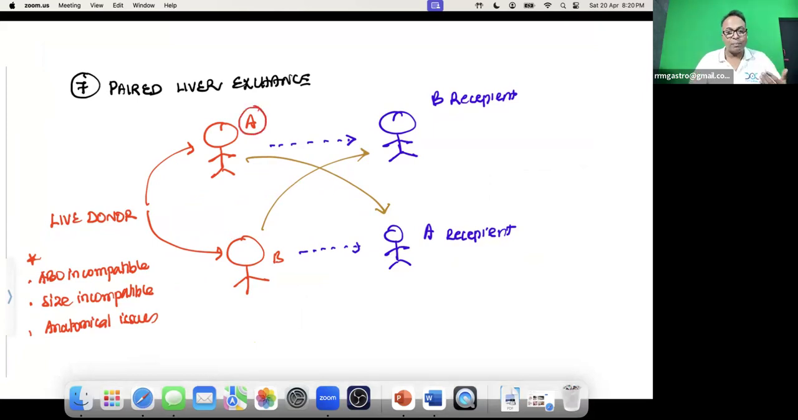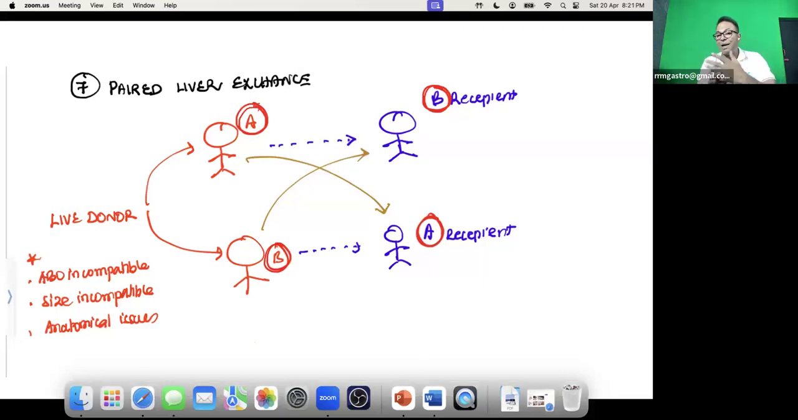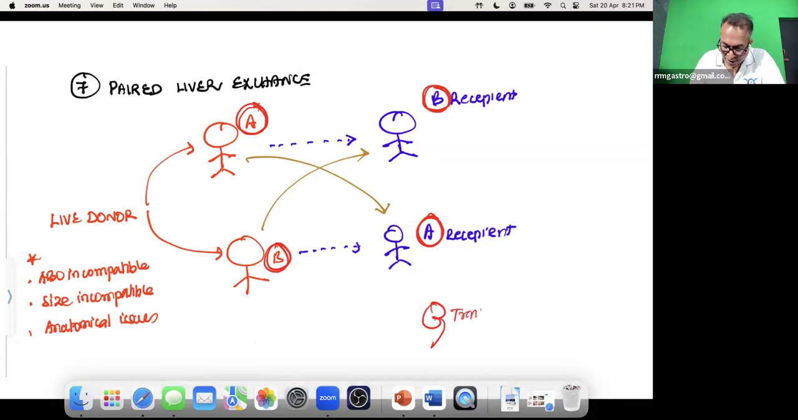I am going to donate my liver to one of my close relatives, and he is B group. I am group A, going to donate for a B group recipient. In the same way, you are B group, and you are going to donate your liver to one of your relatives who is A group. Now, there is ABO incompatibility. This concept is used very commonly in paired exchange programs, most commonly done in kidney transplant.